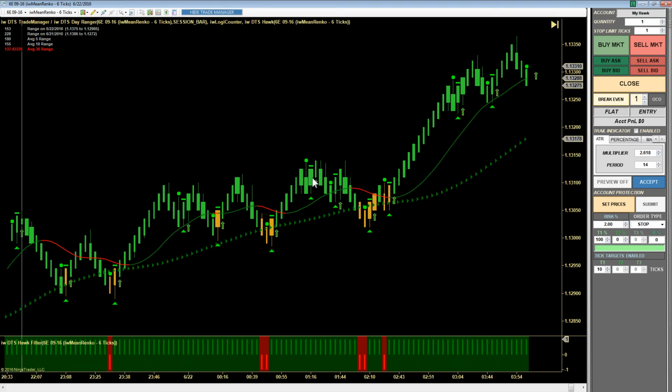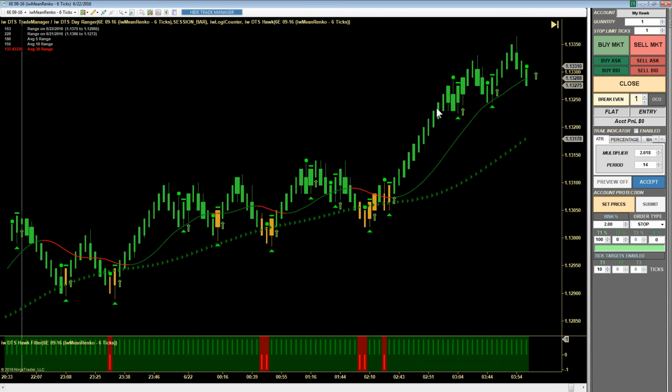Again, we get some yellow bars. This technically is our first micro-macro cross signal. Took a little bit of heat on the trade, but it eventually worked out. Actually, you could use this also as a first micro-macro cross signal. So in this situation, we have two.